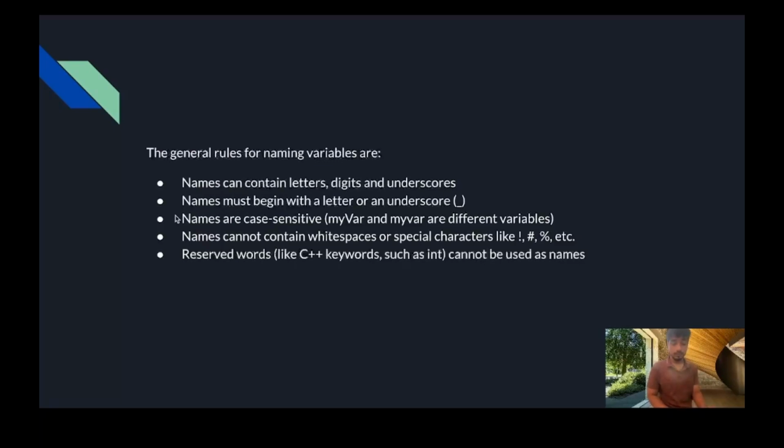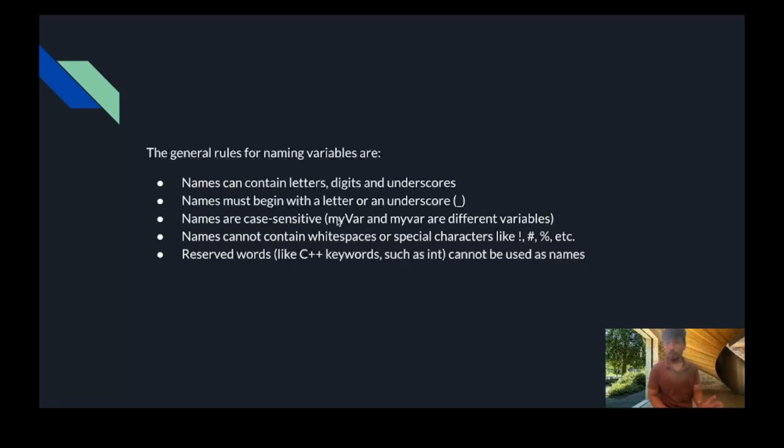The second rule says a name must begin with a letter or an underscore. It can't begin with a digit, but it can begin with letters or underscores. Names are case sensitive, meaning myVar and myvar are different variables. Names cannot contain white spaces or special characters like exclamation mark, hashtag, percentage, etc. Also, there are some reserved keywords in C++, and we can't use those words to name our variables, such as int, float. All these things cannot be used as names.